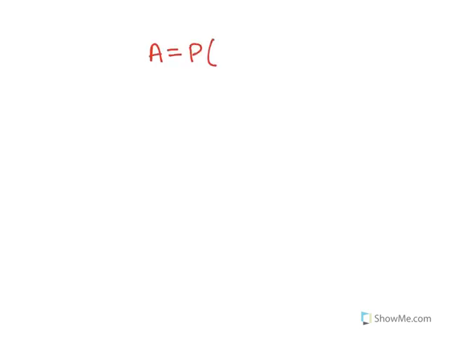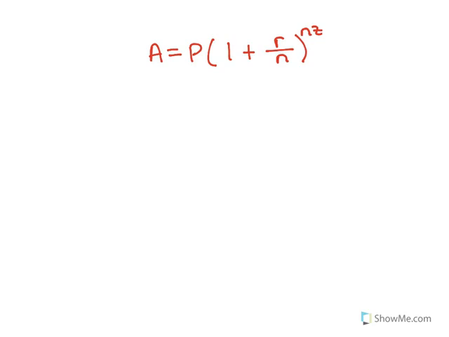A equals P times 1 plus R over N, close the parenthesis, and you're raising it to the n times t power. So instead of one number up there, it's 2. You're going to multiply them together, n and t together as an exponent, okay?